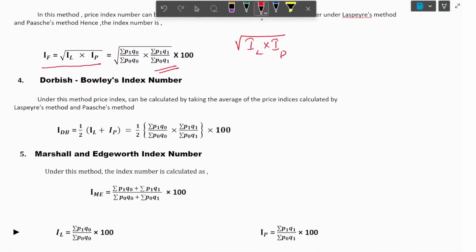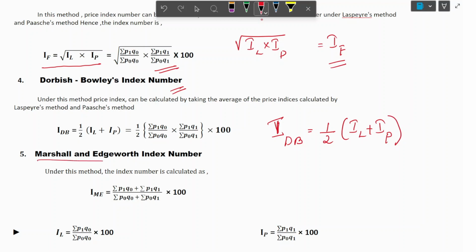Next, the fourth one is Dorbish-Bowley's index number. This is also a combination of these two, that is the Paasche index number and Laspeyres index number, IL and IP. Therefore, this is represented by IDB, and that is half into IL plus IP. And Fisher's index number is represented by IF. Therefore, here we discussed 4. So you need to learn these formulas. We will discuss how to learn them.